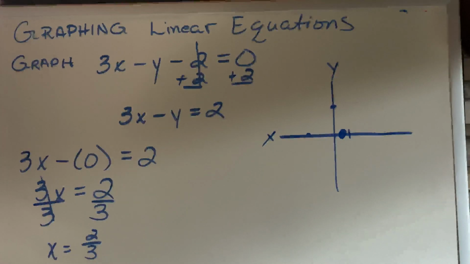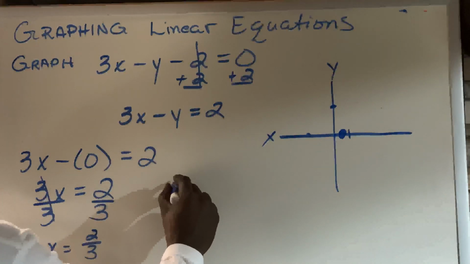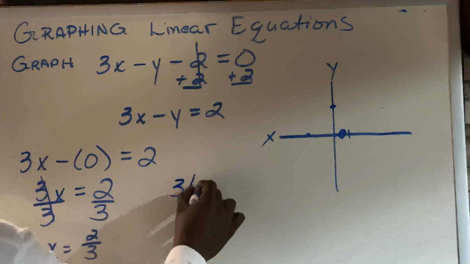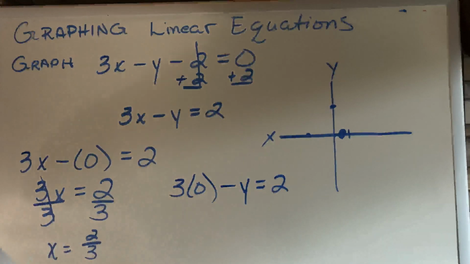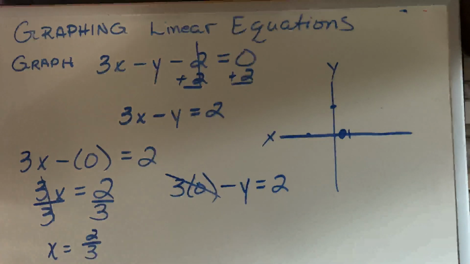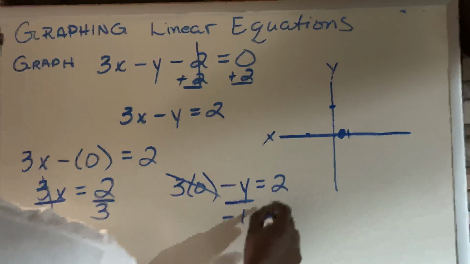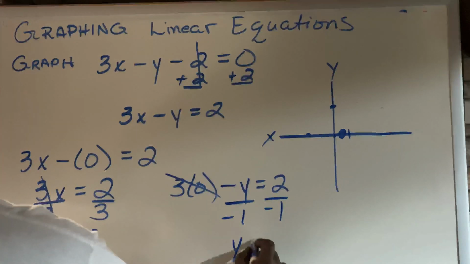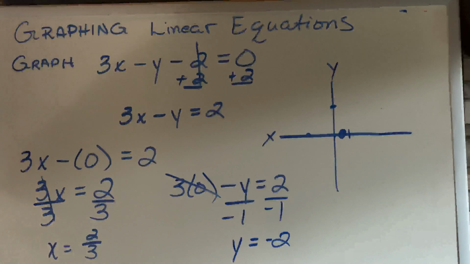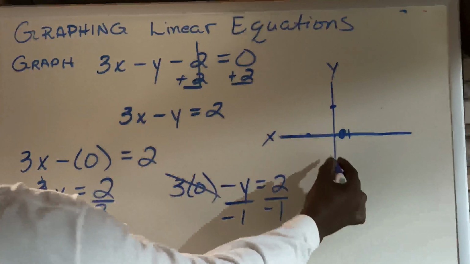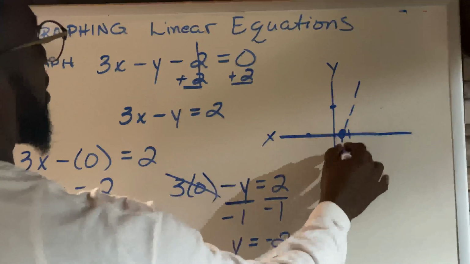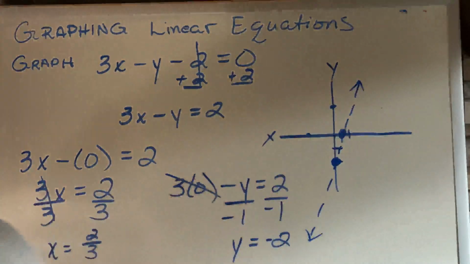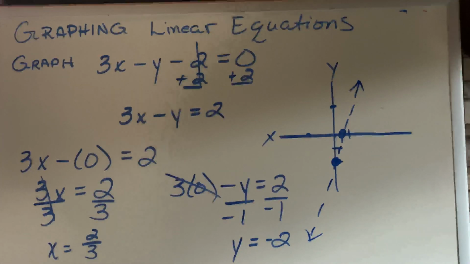Now we find the y-intercept. So we replace x with 0: negative y equals 2. That cancels. Negative y means negative 1y, so we're basically dividing by negative 1. The y-intercept equals negative 2. So we go on the y-axis to negative 2, and then we draw our line through it. That's graphing using the x and y intercepts.